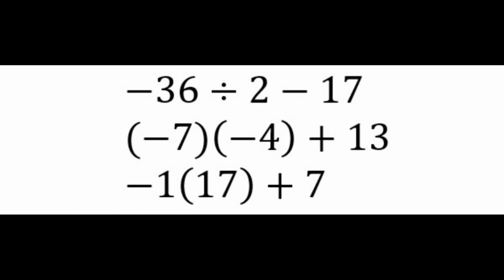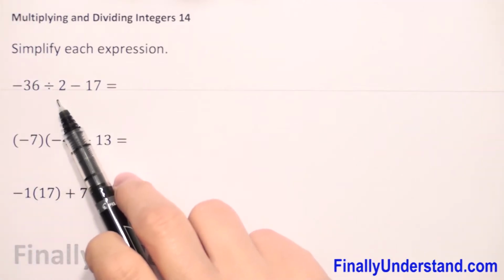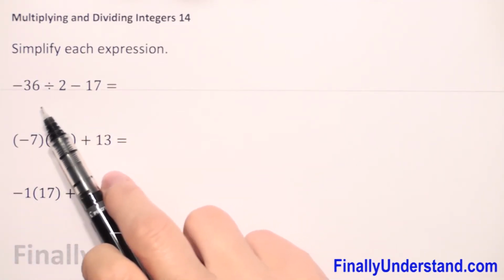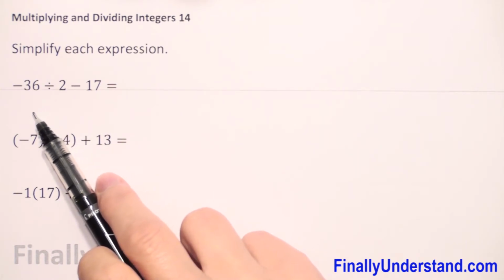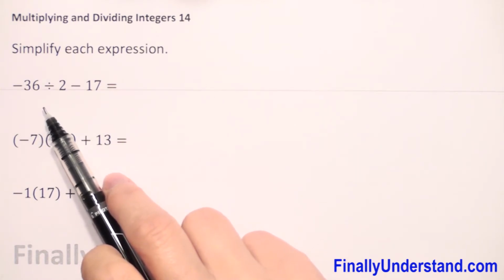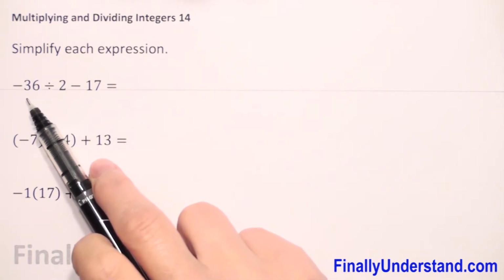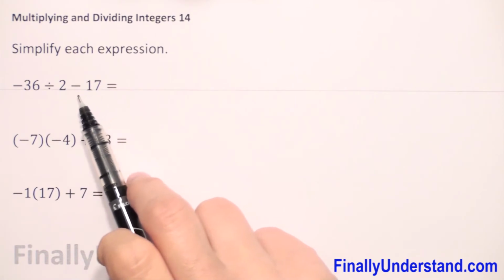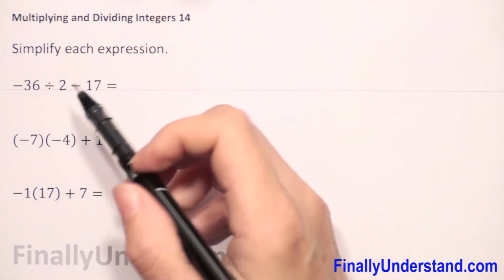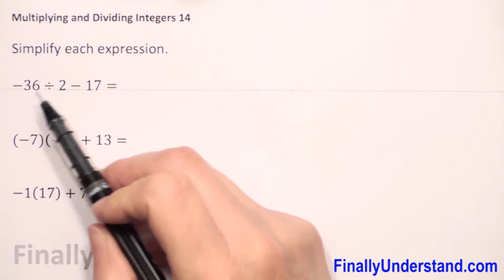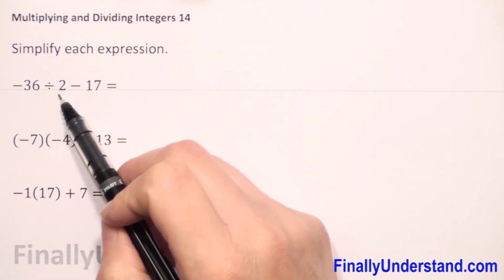We have to simplify each expression. In the first example, we have negative 36 divided by 2 minus 17. When we have integers, the order of operations is the same as for positive numbers. So first we have to do division and next subtraction. So we have to divide negative 36 by 2. 2 is positive. When we don't have a sign, it's always a positive number.